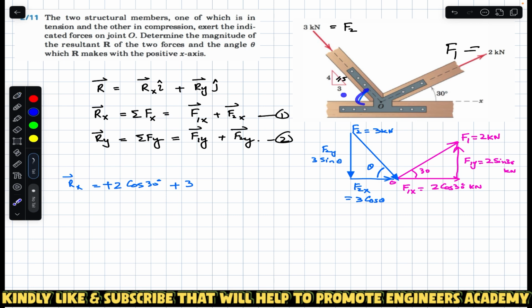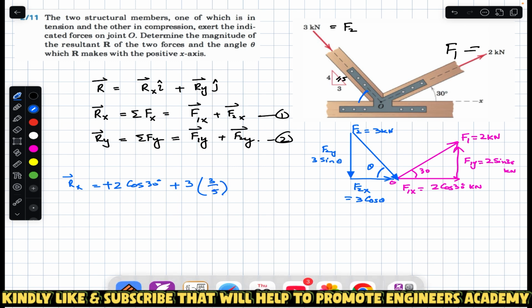Now if we are considering this angle theta, we must consider the angle theta of the small triangle as well. So we are going to consider this angle. For this angle theta, the cos will be the base divided by hypotenuse. So from that small triangle, cos of theta is 3 divided by 5.